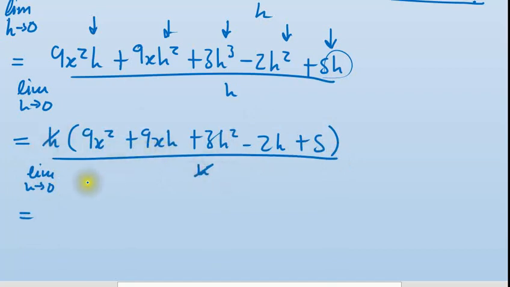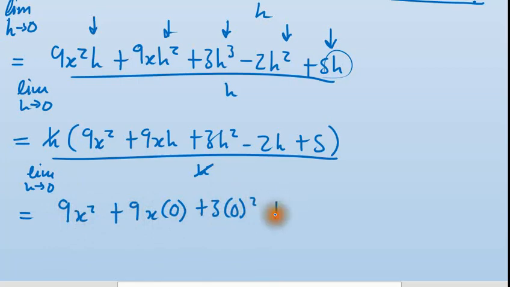now you have what? The first time h comes out of its box: 9x squared plus 9 multiplied by x multiplied by 0 plus 3 multiplied by 0 squared plus 5.